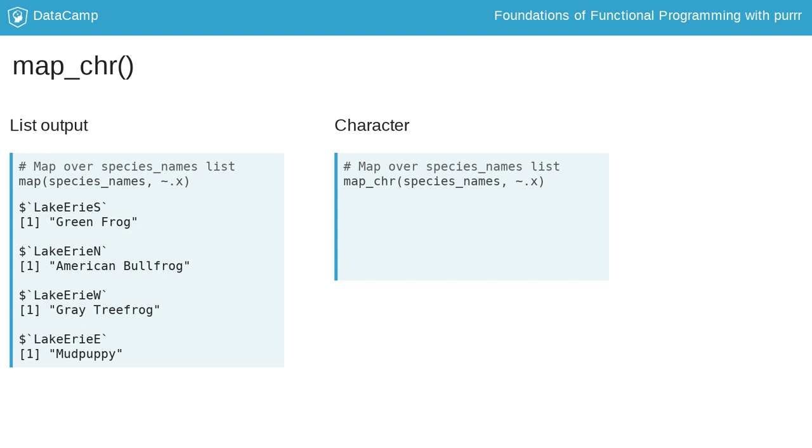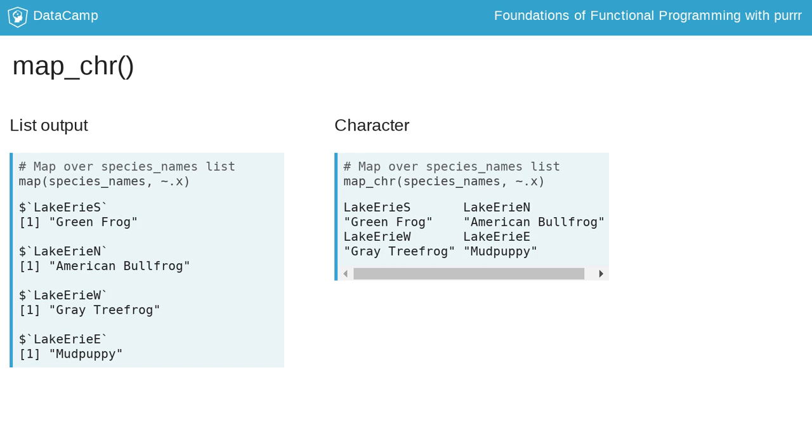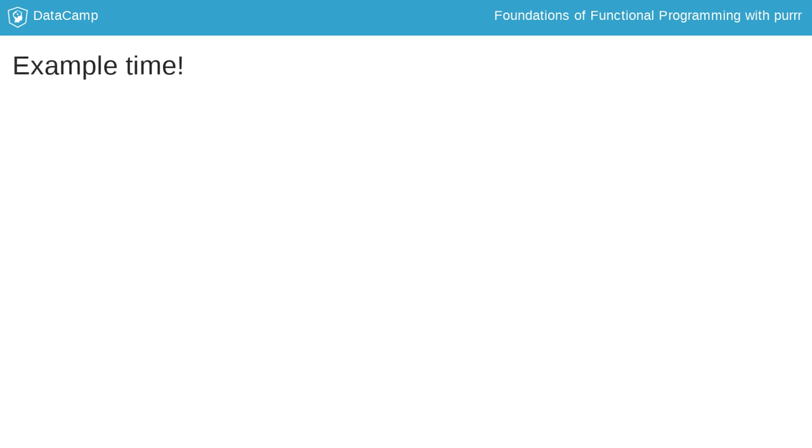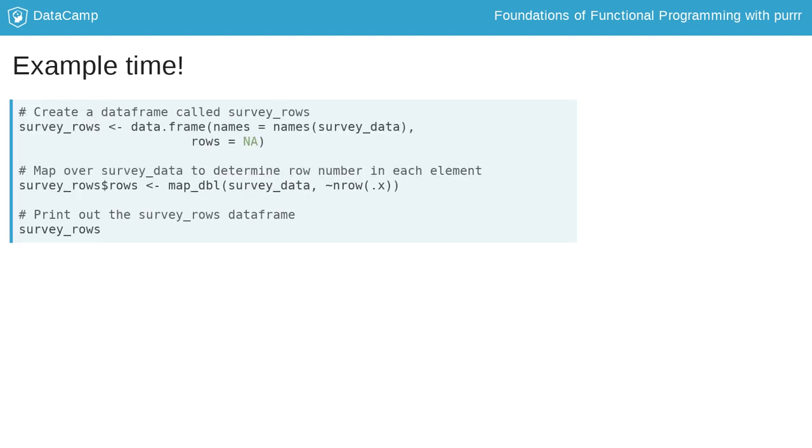Here we want to create a vector that contains the number of rows in each element of the survey_data list and make it a column in a new data frame. First we create our new data frame. We'll call it survey_rows. This new data frame has two columns, one called names, which contains the names of each element from the survey_data list. The second column is called rows and is empty for now.